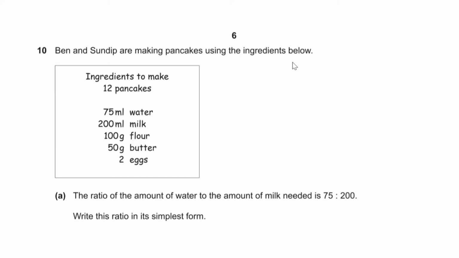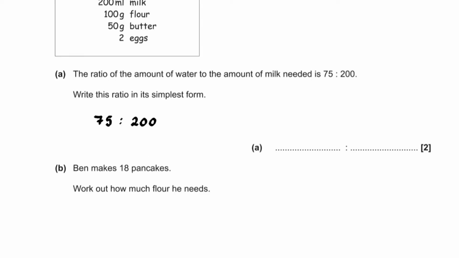Question number 10. Ben and Sundeep are making pancakes using the ingredients below. The ingredients to make 12 pancakes: we require 75 milliliters of water, we require 200 milliliters of milk, 100 grams of flour, and 2 eggs. For part A, the ratio of the amount of water to the amount of milk needed is 75 to 200. We have to write this ratio in its simplest form. So we have our ratio 75 to 200, and if I divide both sides by 25, we get 3 to 8. So our ratio is 3 to 8.